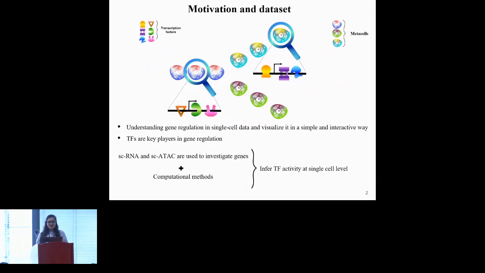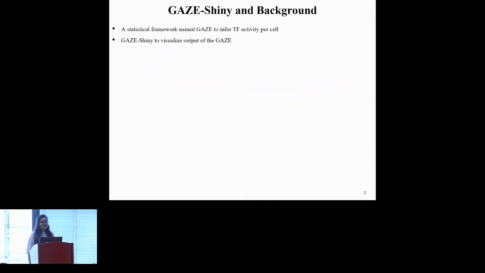There are different assays to investigate genes, like single cell RNA and single cell ATAC, but there is no assay to infer TF activity at single cell level. So we need computational methods to infer TF activity at single cell level. We have developed a statistical framework named Gaze to infer TF activity per cell, and we also developed a Shiny app named Gaze Shiny to visualize the output of our Gaze pipeline.